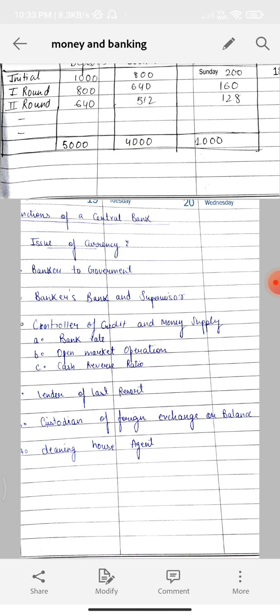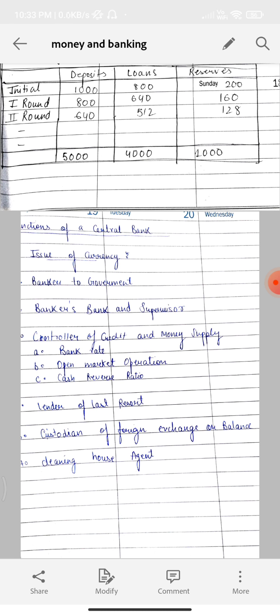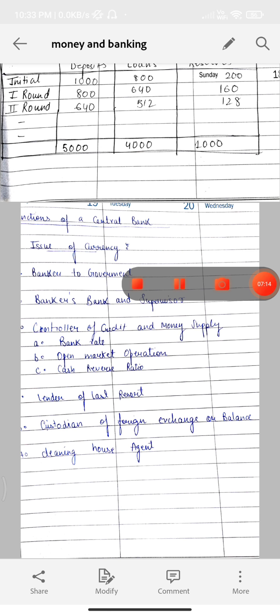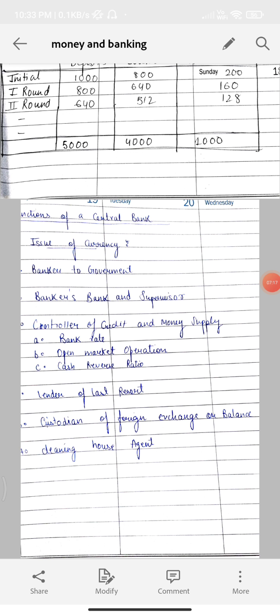Now, second point, banker to the government. The central bank functions as a banker to the government. This is a very crucial and important point. RBI works as a banker to the government, meaning both central and state governments carry out all banking business with it. It keeps their cash balances in a current account with the central bank. Similarly, the central bank accepts receipts and makes payments on behalf of the government. Also, the central bank carries out exchange, remittance and other banking operations on behalf of the government.